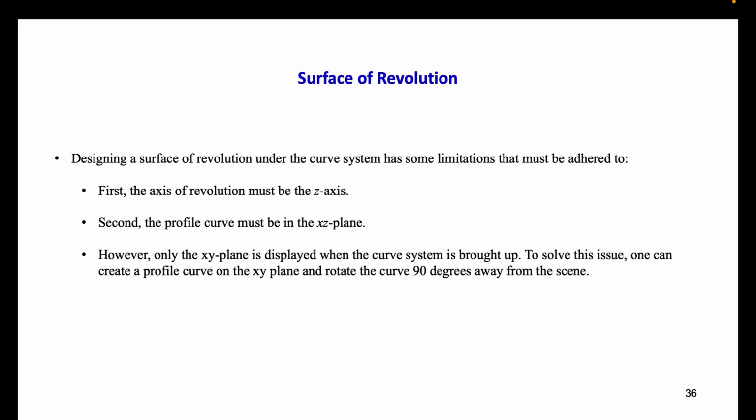Designing a surface of revolution under the curved system has some limitations that we must follow. Firstly, the axis of revolution must be the z-axis. Second, the profile curve must be in the xz plane. However, only the xy plane is displayed when the curved system is brought up. To solve this issue, one can create a profile curve on the xy plane and rotate the curve 90 degrees away from the scene.